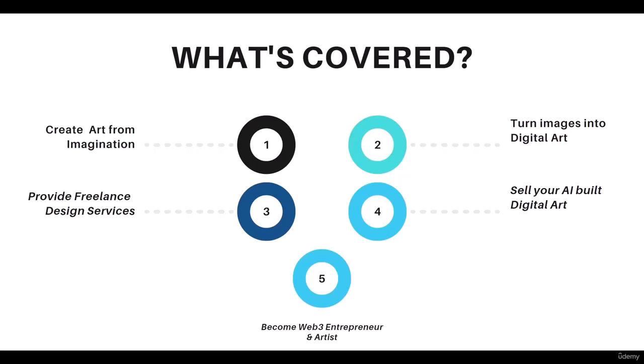Then I'll tell you how you can provide freelance design services as well. After you have learned how to turn imagination into art and images into art, you can provide freelance services for that. I'll also tell you about use cases and some of the success stories available on Fiverr, to motivate you that people are doing that, and you can also do that easily. Then I'll tell you how you can make passive income by selling your AI-built art in the form of digital art, and also in the form of physical art, as print on demand products and t-shirts. By selling t-shirts, there is no hassle involved.